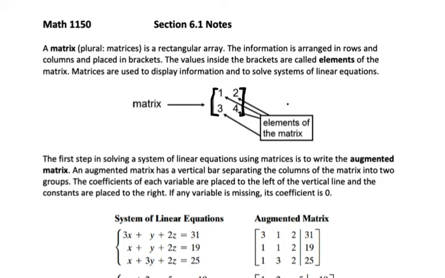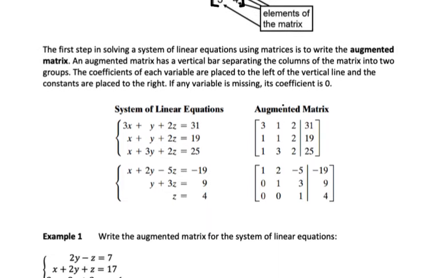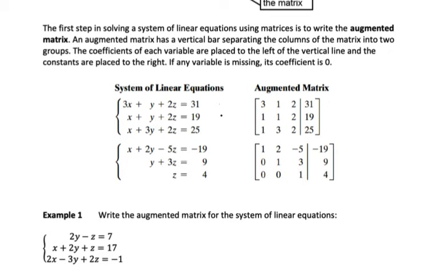The values inside the brackets are called elements, and matrices are used to display information and to solve systems of linear equations, and we're going to see how to do that later on. The first step, if we're solving the system of linear equations, is to change the system from equations into a matrix. This is a special type of matrix called an augmented matrix. Augmented matrix means that it has a vertical line separating two groups of columns.